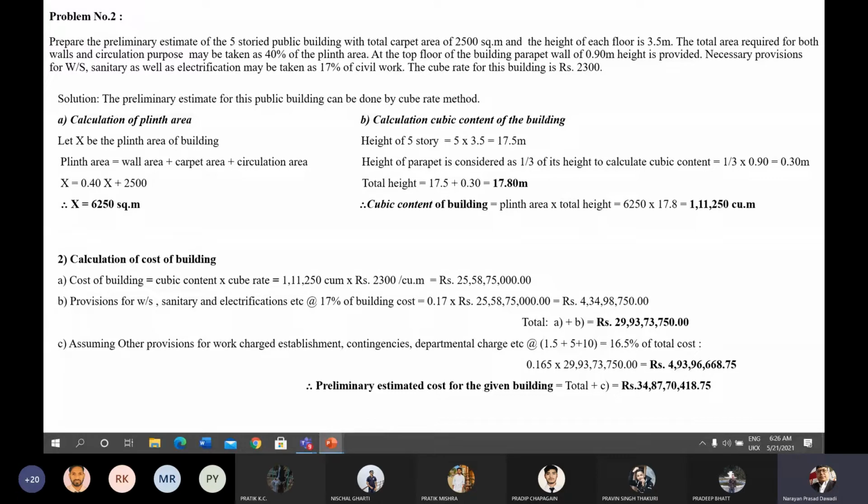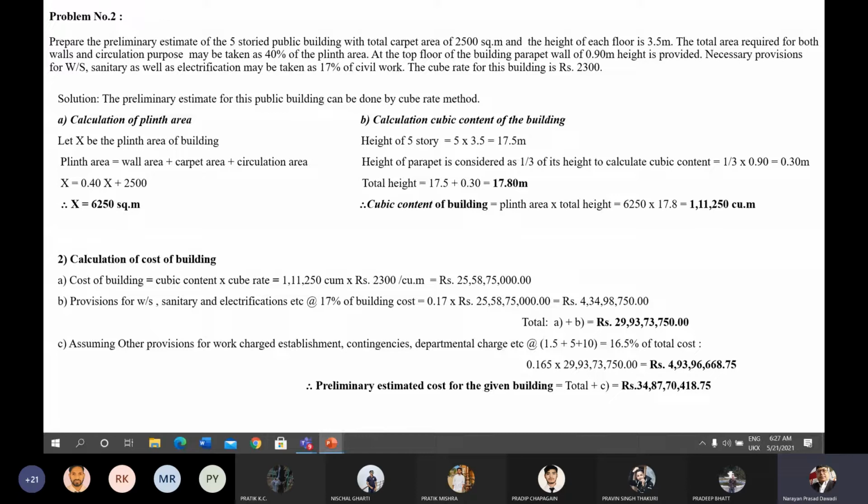After calculating the plinth area, now calculate the cubic content of the building. For finding the cubic content of the building, we multiply the plinth area by the height of the building. The building is 5-story and each story height is given, so the height of the 5-story building will be 5 times 3.5 meter, which gives the value of 17.5 meter here. The height of the parapet is considered. The height of the parapet is given as 90 centimeter, that is 0.90 meter.